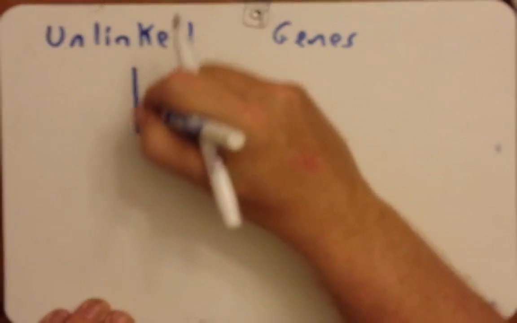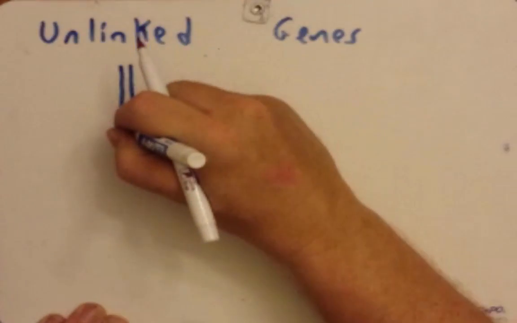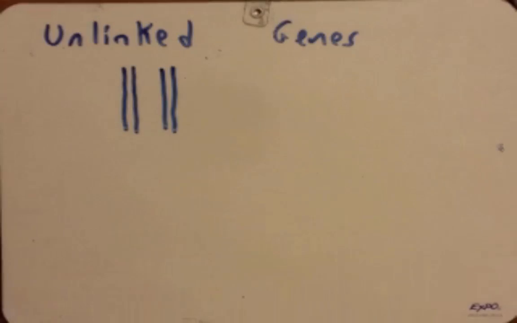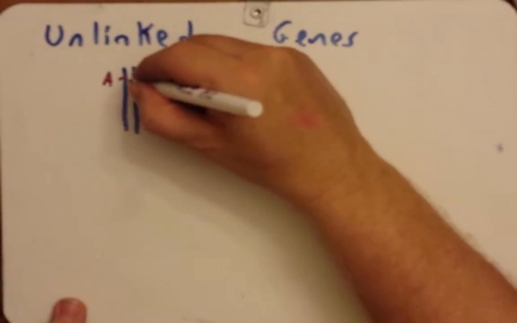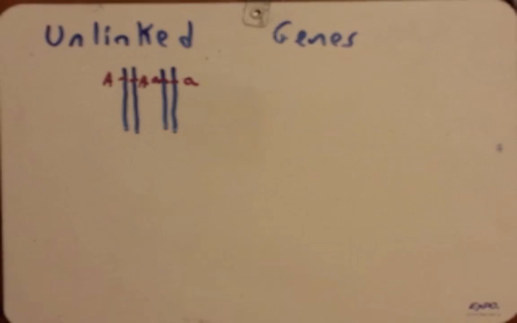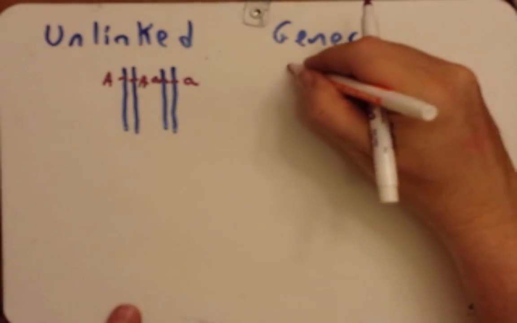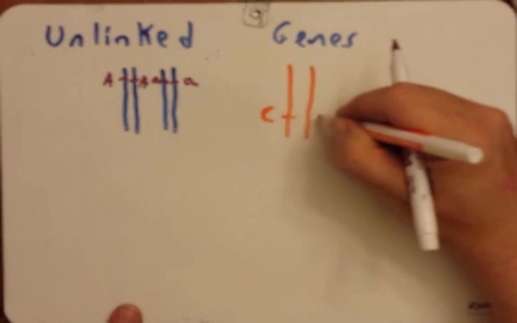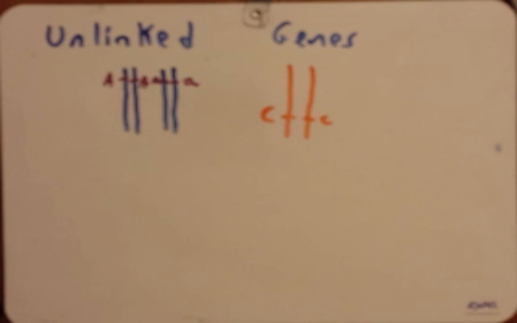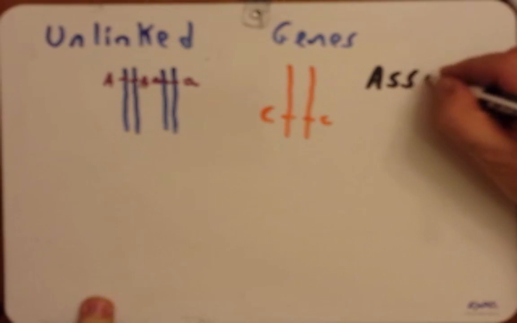So let's say we have chromosome 1 here. It's gone through S phase, so we have 2 copies of each. And let's say on chromosome 1 we have gene A. And over here on chromosome 2 we have gene C. They're unlinked, so they're going to assort independently. So let's write that over here.